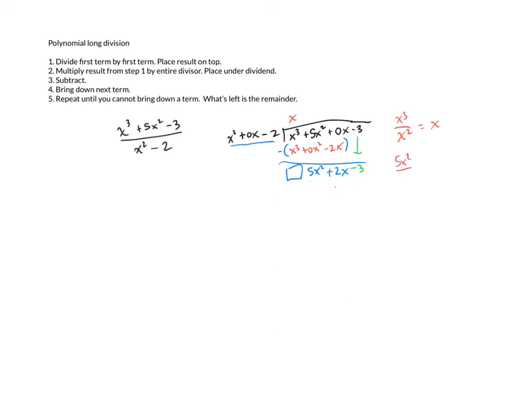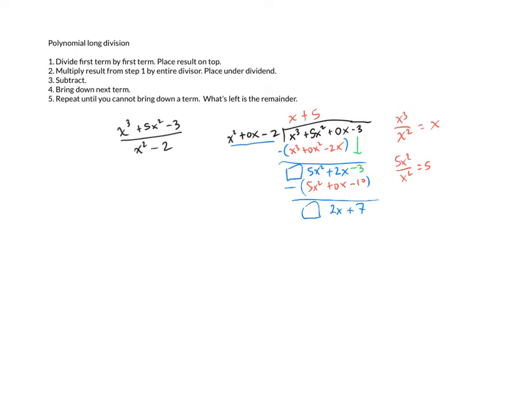5x squared divided by x squared is 5. That's a positive 5. Multiply 5 times the entire divisor. I'm going to subtract. 5x squared minus 5x squared goes away, as it always should. 2x minus 0x, negative 3 minus negative 10 is a 7. I have nothing else to bring down, so this means I've got a remainder.